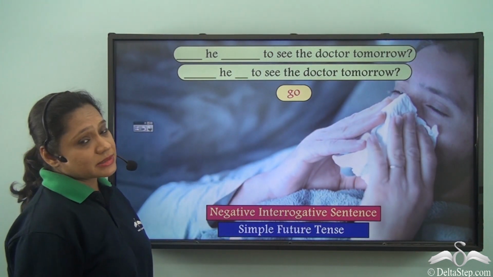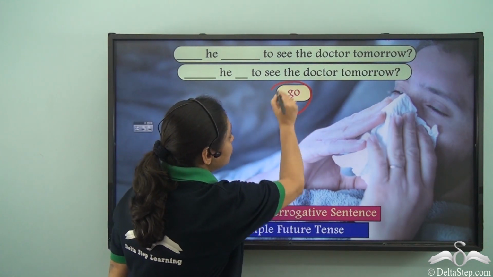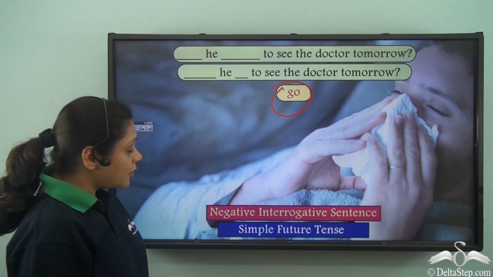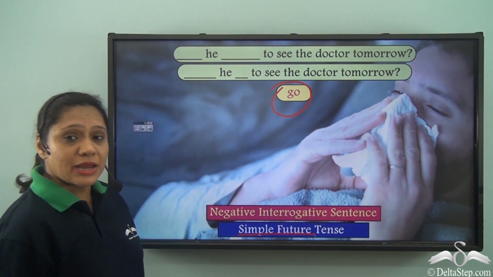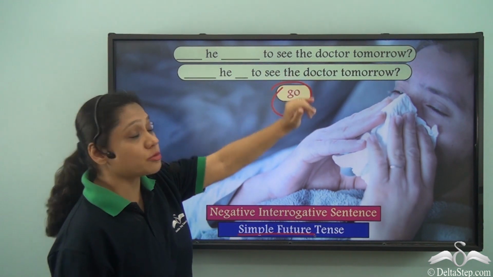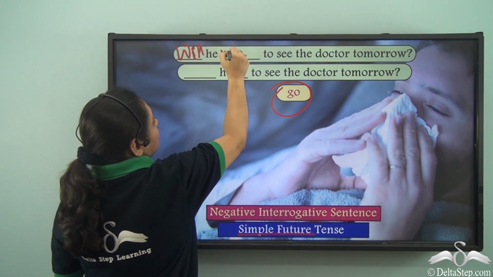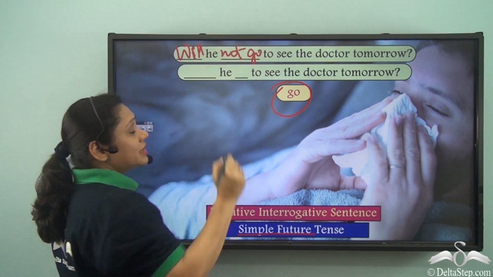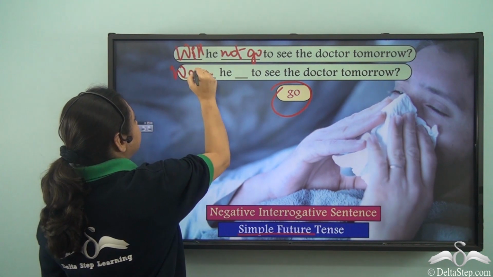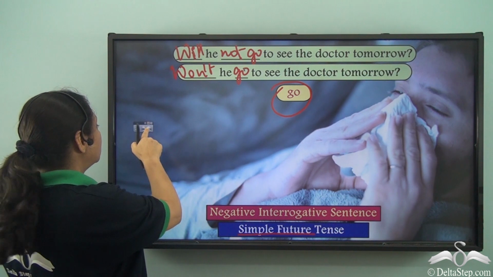What about this sentence? Now here we have two sentences given to us and we have to use the verb go. We have to form a negative interrogative sentence to portray the simple future tense. So how will we write? Dash he dash to see the doctor tomorrow. We will write, will he not go to see the doctor tomorrow? Or we can write the contracted form which is, won't he go to see the doctor tomorrow?